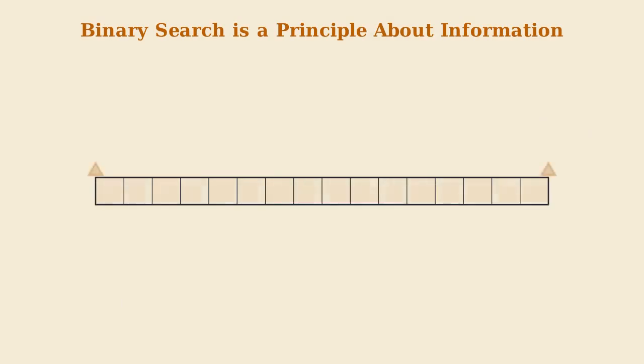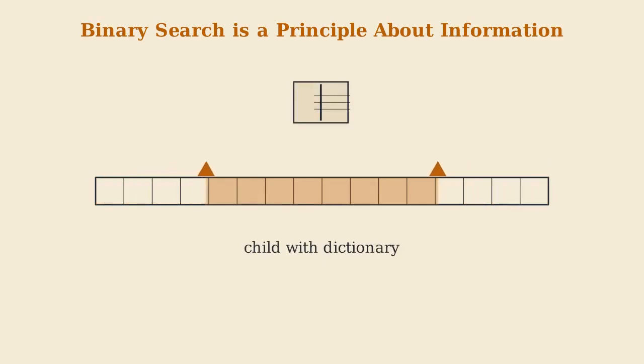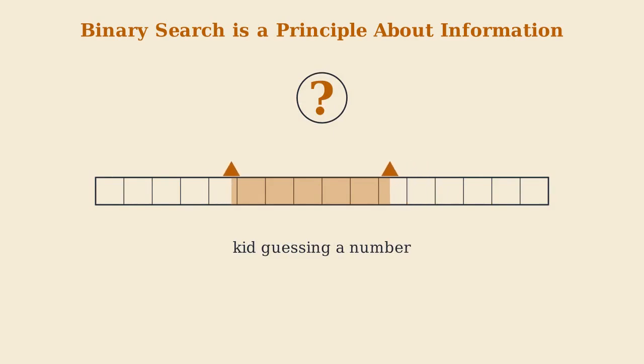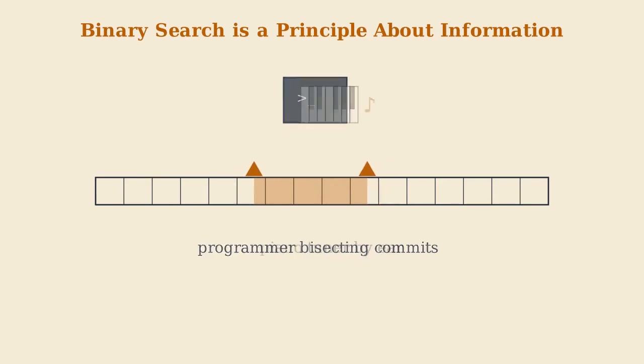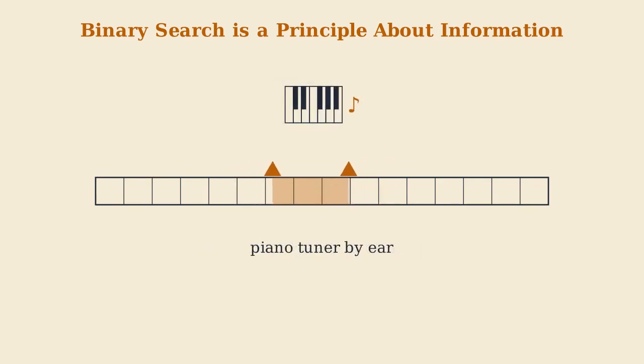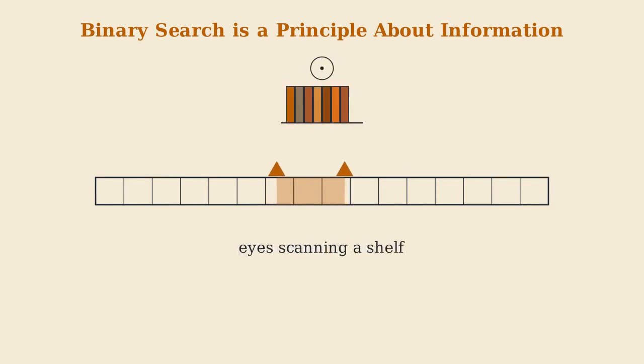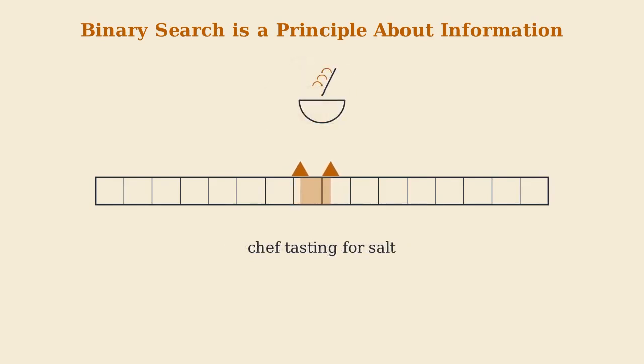Binary search isn't really an algorithm about dictionaries or numbers or code. It's a principle about information. Every time you have a problem with one confident decision, you're doing the most efficient possible thing a searcher can do when the world gives you ordered hints. You've been doing it since you were 6. The piano tuner does it by ear. The debugger does it by commit. Your eyes do it on a bookshelf.